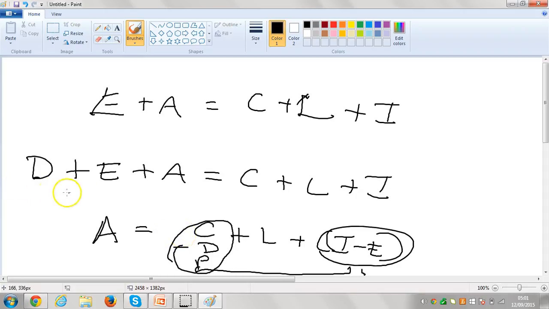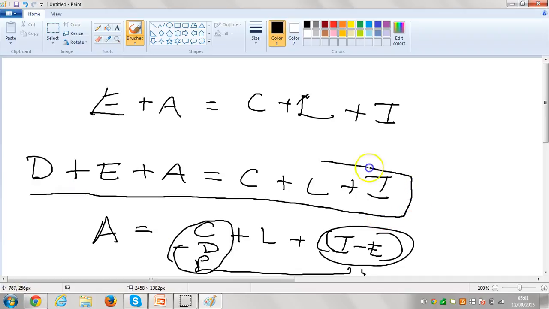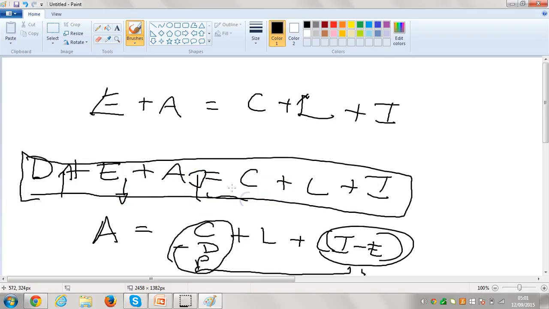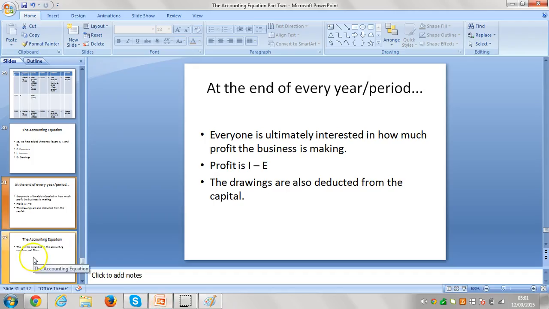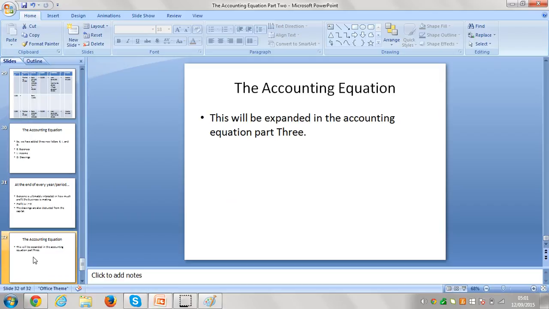What I'm more interested in is that you're comfortable with being able to manipulate movements with D and E and A and C and L and I. The next video I do will be about movements, and I will be using arrows to show what happens when one goes up and the other goes down. Okay, we're almost at half an hour. Let's quickly tie this up. We will expand all of this in accounting equation part 3 and work through that.